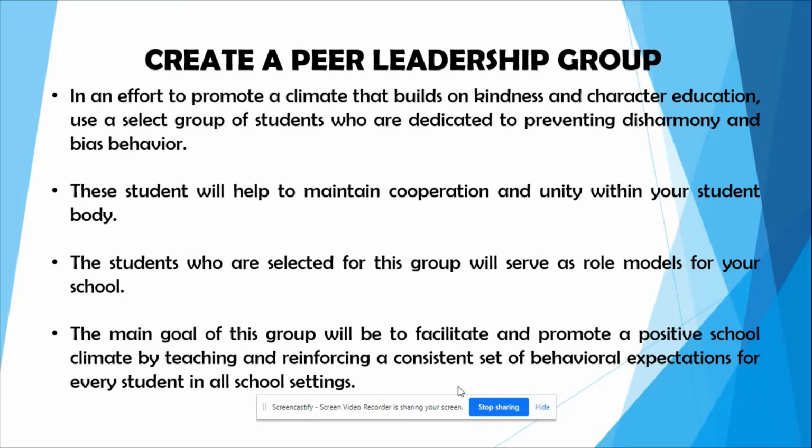These students help to maintain cooperation and unity within your student body. They're the ones that lead their group. They're the ones that serve as role models for our school. And what do we do with them? We use them to facilitate and promote a positive school climate by teaching and reinforcing a consistent set of behavior expectations. Once you are consistent, they'll get used to it.